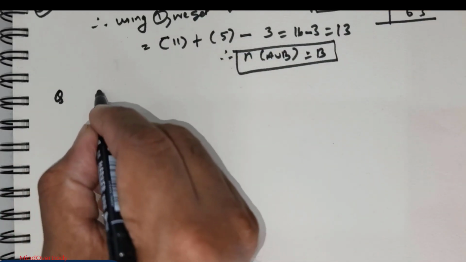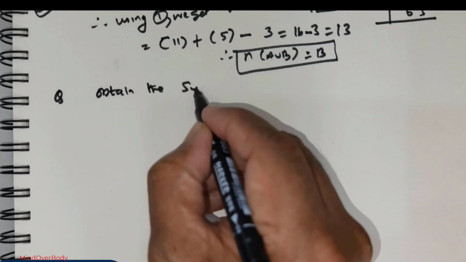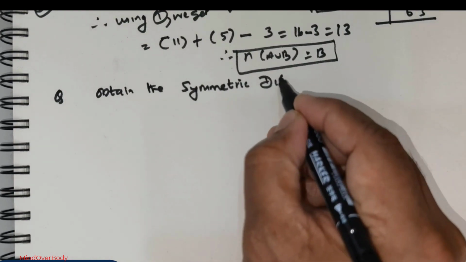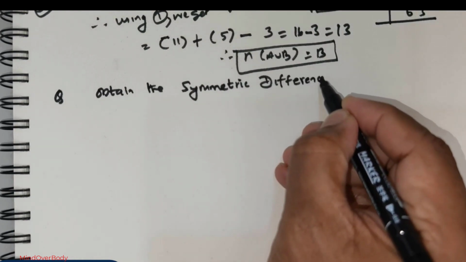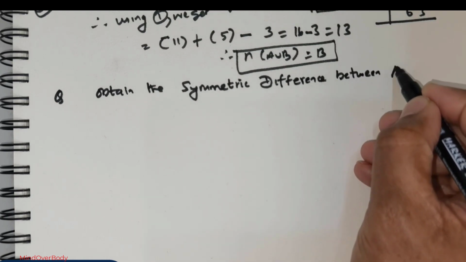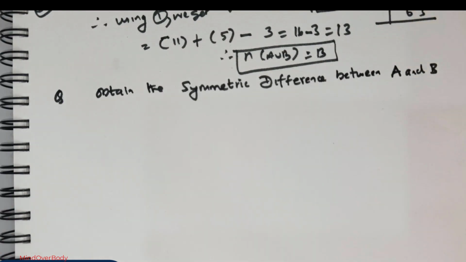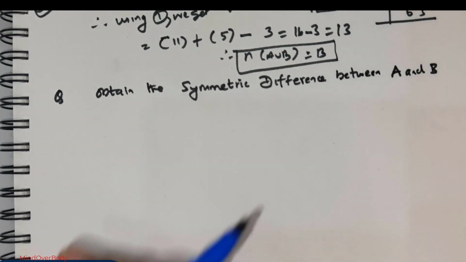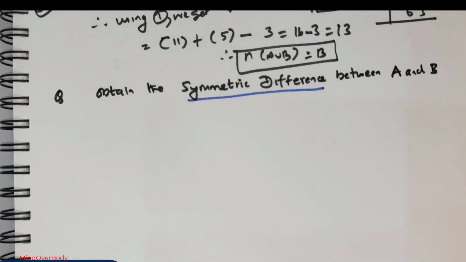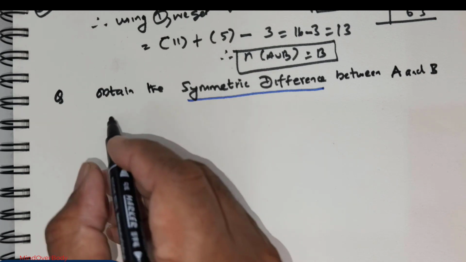We are expected to obtain the symmetric difference between A and B. So the most important point that we need to focus is symmetric difference. What exactly is symmetric difference between two sets? Now the question is given as follows.